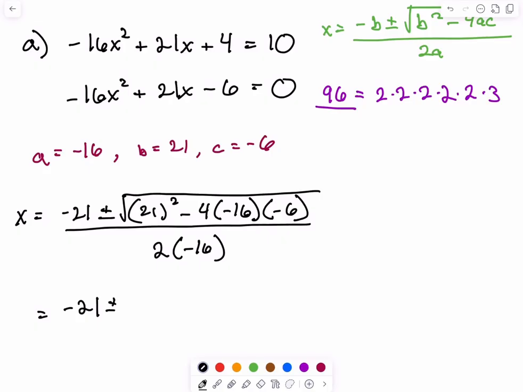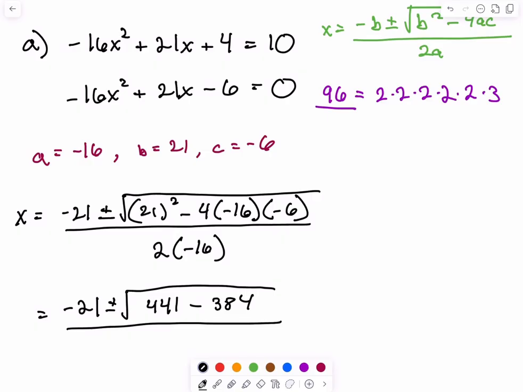Plus or minus. What's 21 squared? 21 squared is 441. That's going to be a negative result. What's 4 times 16 times 6? That would be 384. All over a negative 32.